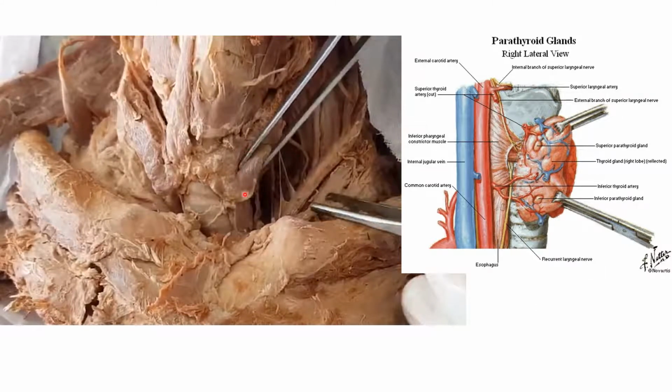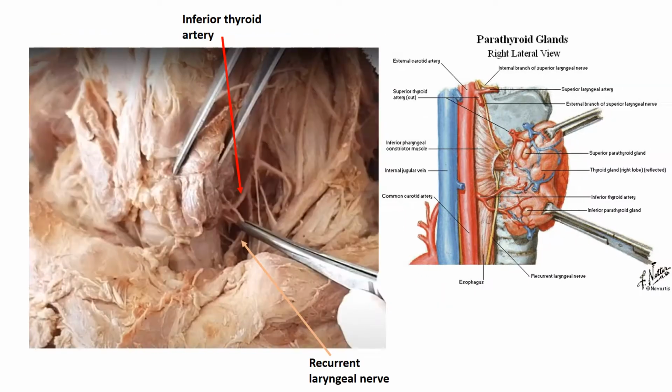As I reflect this part of the thyroid gland, we can see the relation at the lower pole. You can appreciate, as I reflect this part, that these two structures are related at the lower pole. This structure over here is the inferior thyroid artery, which is coming from the thyrocervical trunk of the subclavian artery, from the first part of the subclavian artery.